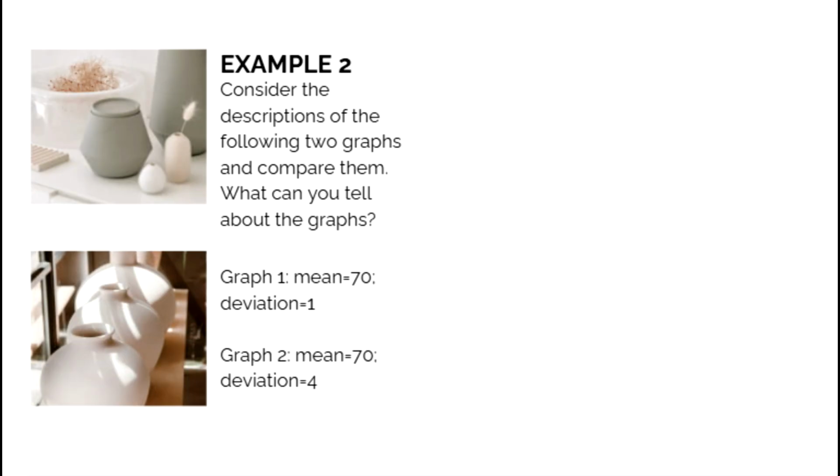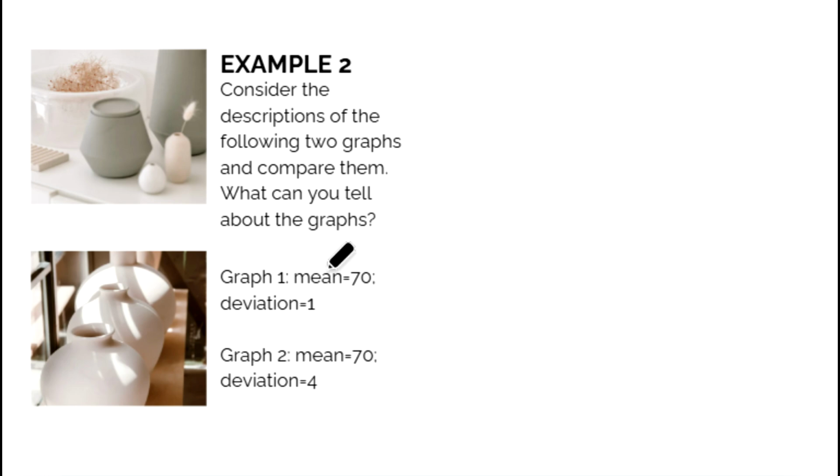Example number 2. Consider the descriptions of the following 2 graphs. What graphs? How did I not have graphs? It's not even showing up where it normally shows up. and compare them. Oh, they're just right here. There are no graphs. It's faking me out. What can you tell about the two graphs?